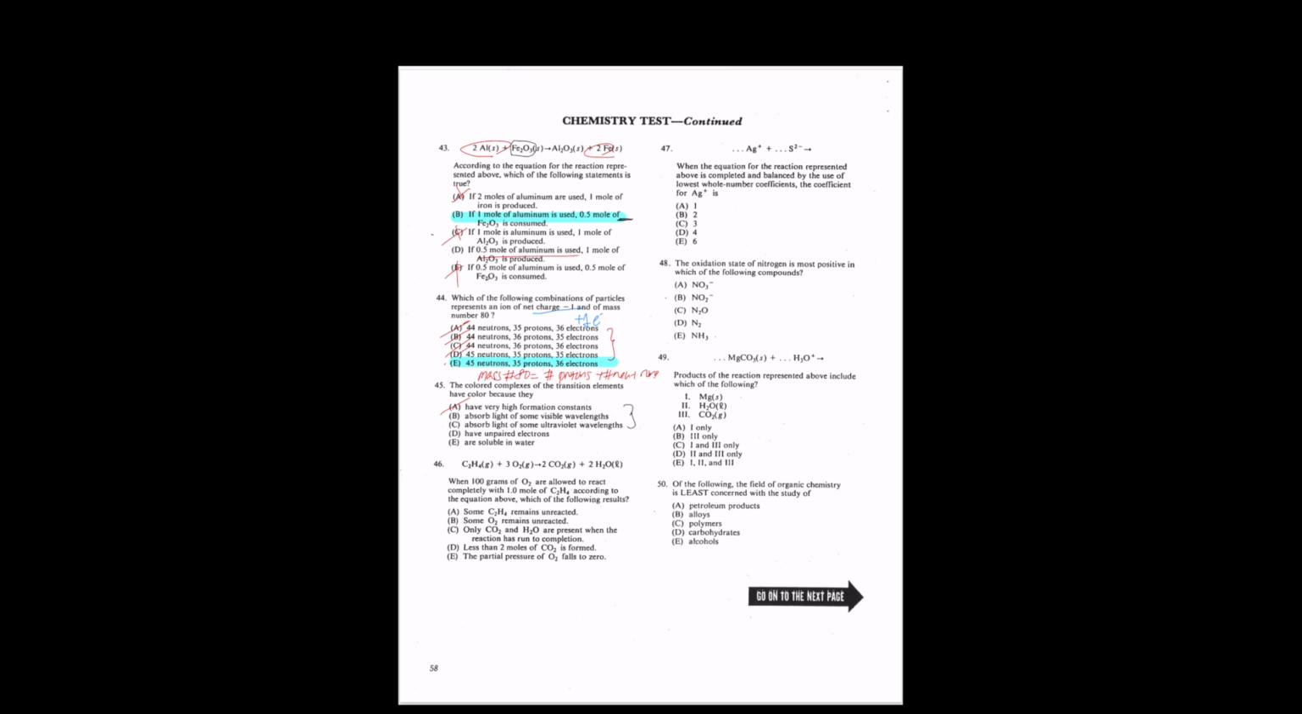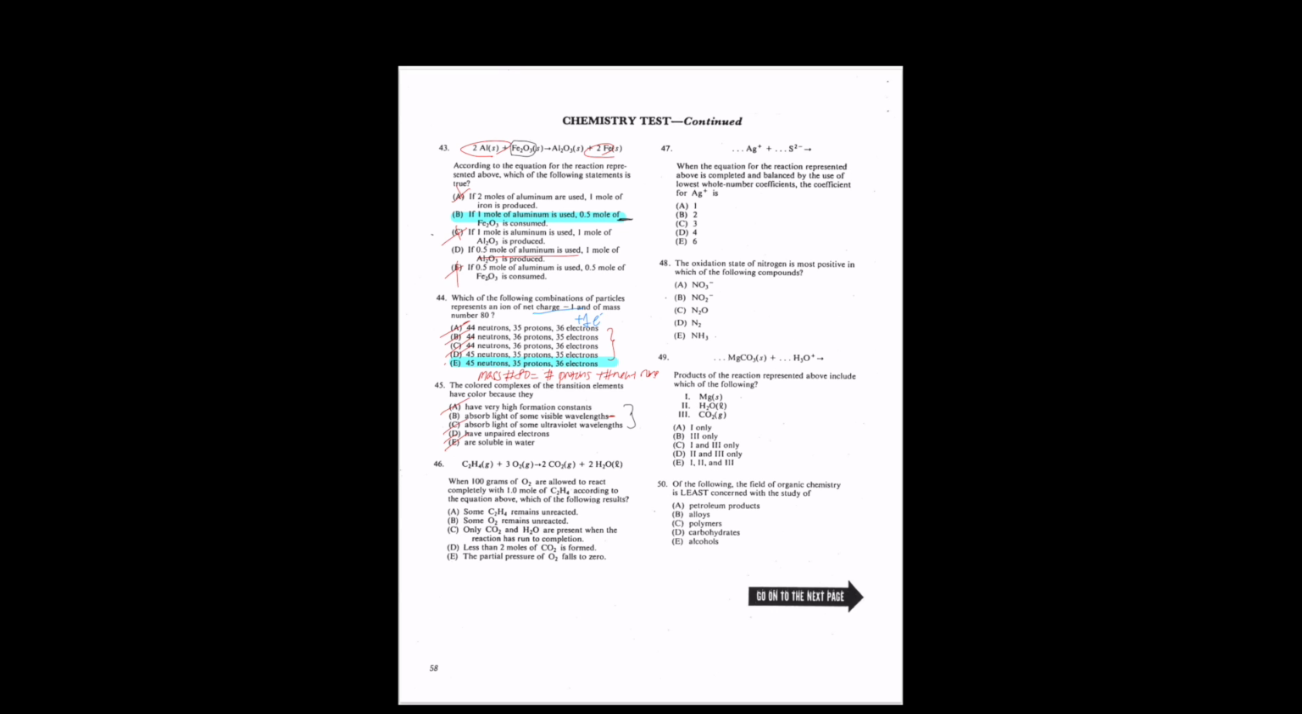Choice B, absorb light of some visible wavelengths. So that might be the correct answer. Choice C, absorb light of some ultraviolet wavelengths. Now that's false because ultraviolet wavelengths are not visible. And choice D, have unpaired electrons. Not necessarily. Choice E, are soluble in water. That's not because they have color, because sodium chloride is also soluble in water, but it doesn't have color, right? So the choice is B.